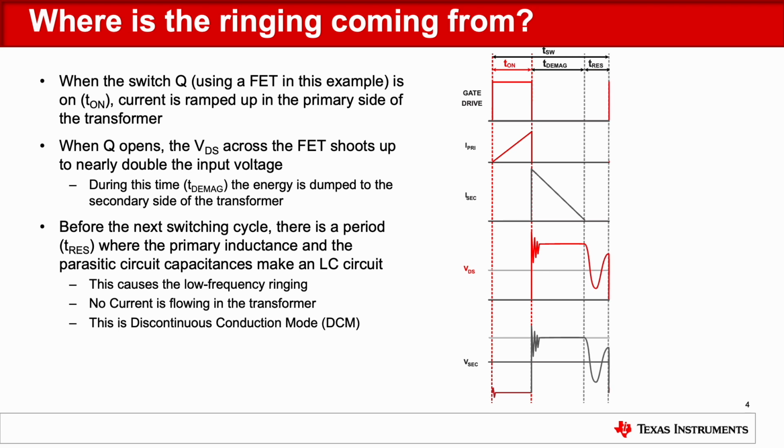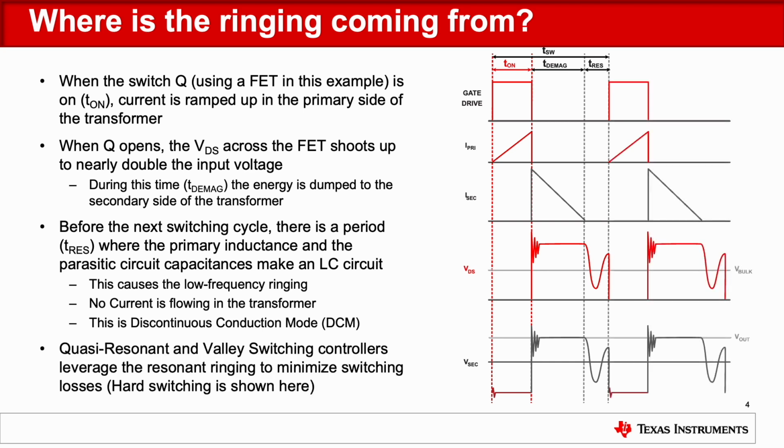This is where the primary inductance and the parasitic circuit capacitances form an LC circuit. This causes a low-frequency ringing. There is no current flowing in the transformer at this time. This is also known as discontinuous conduction mode, or DCM. Quasi-resonant and valley switching controllers leverage the resonant ringing to minimize switching losses. What is shown here is a version of hard switching, but the arrow is pointing at a resonant valley.